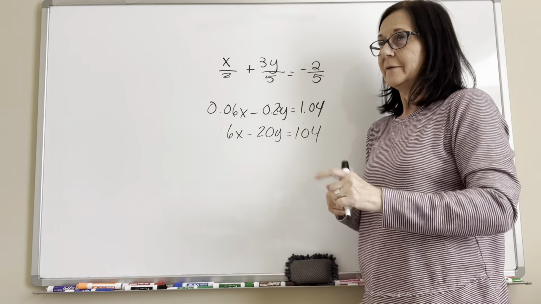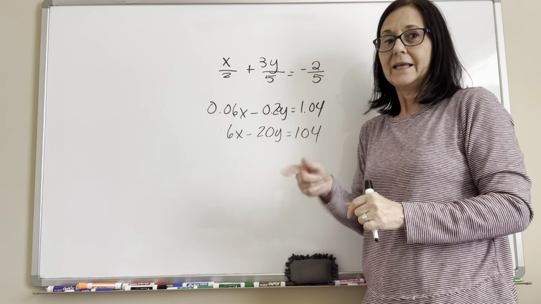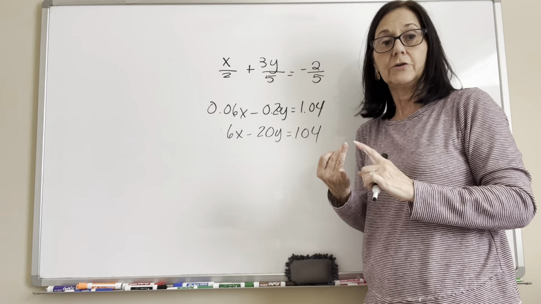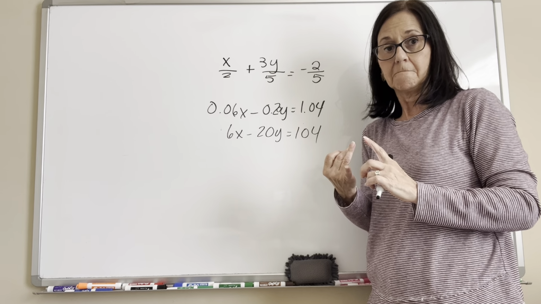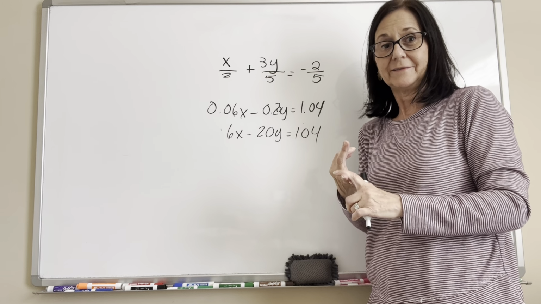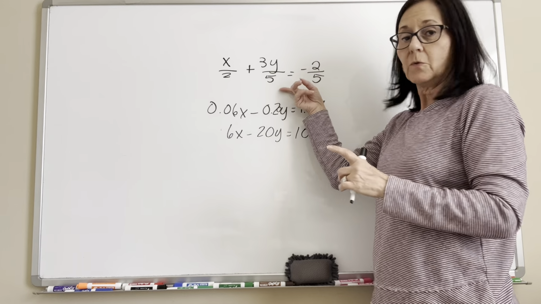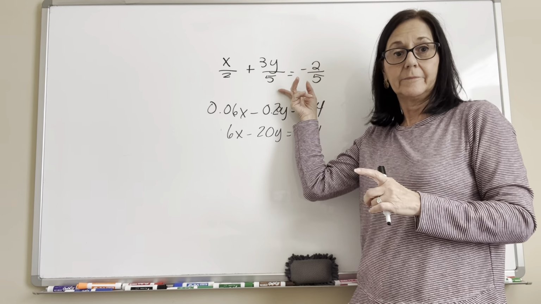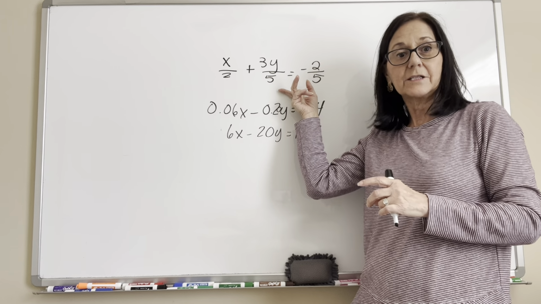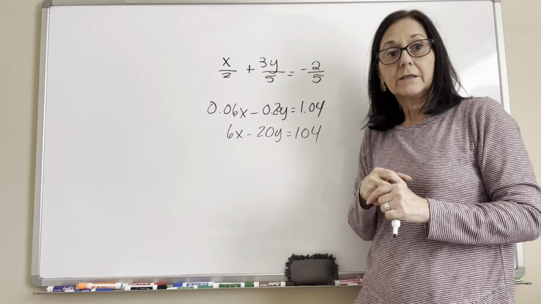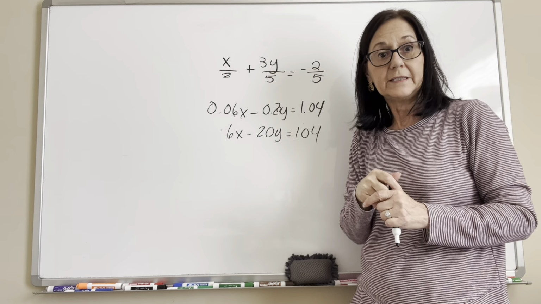Equal sign, eliminate denominator, right? Equal sign, eliminate decimal. And then we'll solve by either using, remember the two options, substitution or elimination. So for this one, we're going to eliminate the denominator. We eliminate the denominator by multiplying by the least common multiple. So my denominators are 2 and 5. The least common multiple would be 10.